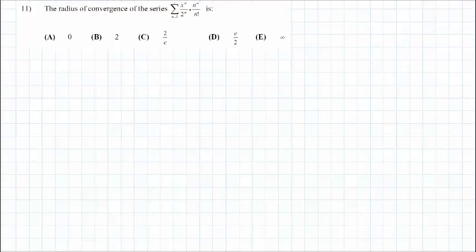Here's problem number 11. It asks for a radius of convergence, so we're going to attack this using the ratio test. So let's take a look at the limit as n approaches infinity of the absolute value of the n plus 1 term, which is x to the n plus 1 over 2 to the n plus 1 over n plus 1 factorial. And then we'll multiply by the reciprocal of the nth term.